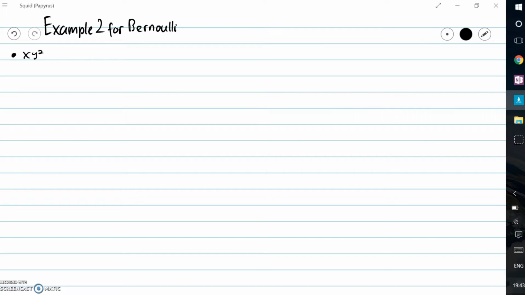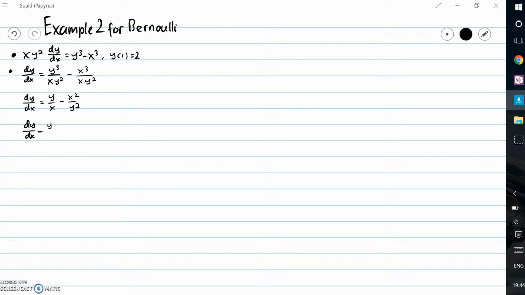Here is a second example. Remember, the first step is to isolate the y prime, so we divide both sides by x y squared. Now we have isolated dy over dx. The next step is to multiply the right side by y squared. Now we can let u be y cubed and calculate du over dx.